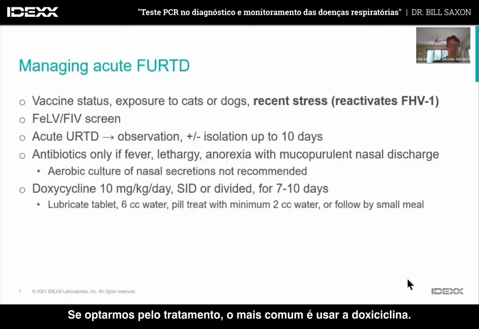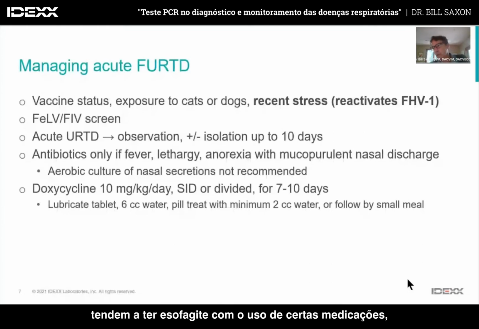And if we decide to treat them, this will be another common theme, it's doxycycline, okay? And you can see the dose there. Now with cats, as you know, they're prone to esophagitis with certain medications. Doxy tops the list, also clindamycin. So in cats, on either of those medications given orally, to avoid the esophagitis that can occur, we want to lubricate the tablet, literally coat it with butter.